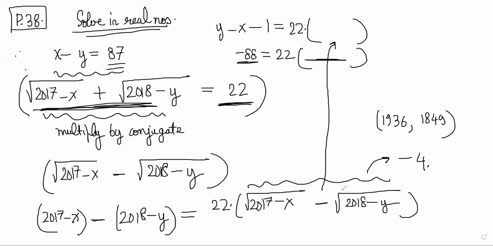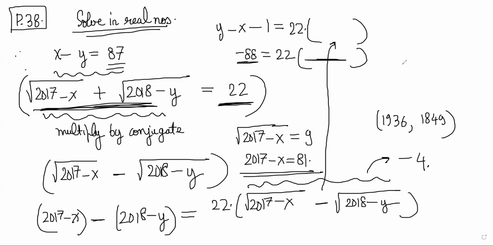You just add it, right? If you add it, you will cancel the y term. You will get twice root over 2017 minus x is equal to 18. So root over 2017 minus x will be equal to 9. So squaring, 2017 minus x will be equal to 81, right? So x would be equal to 1936 then.